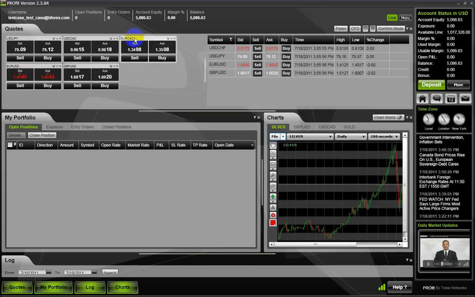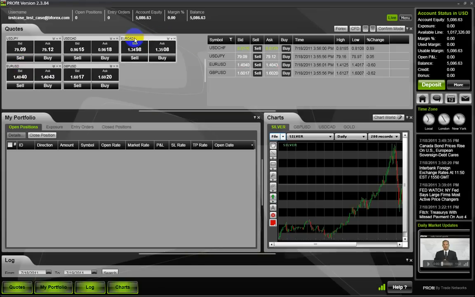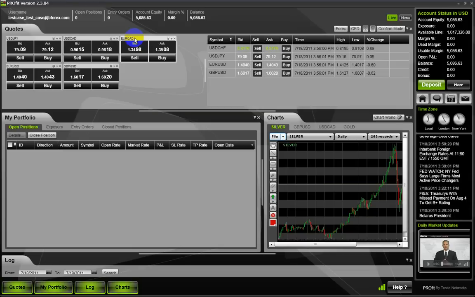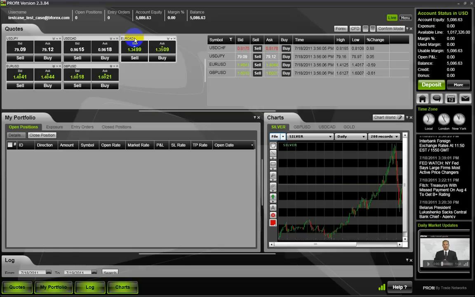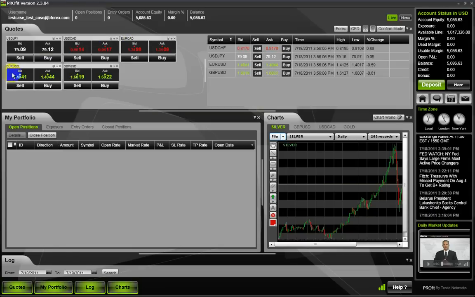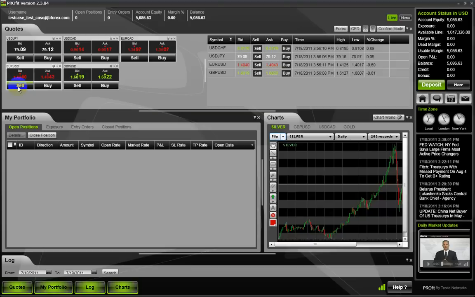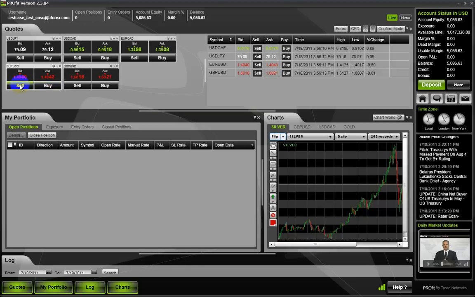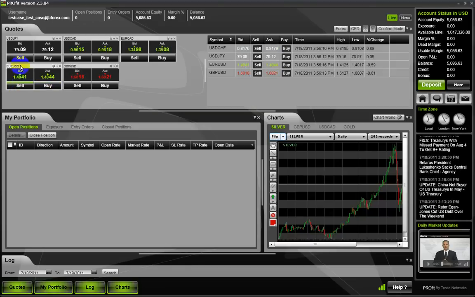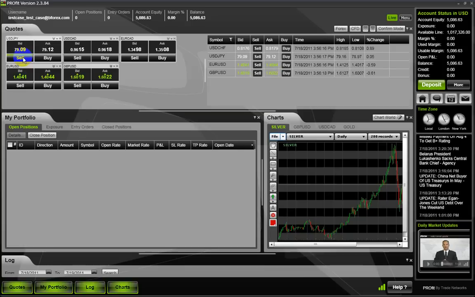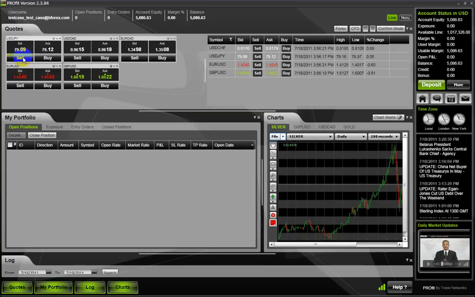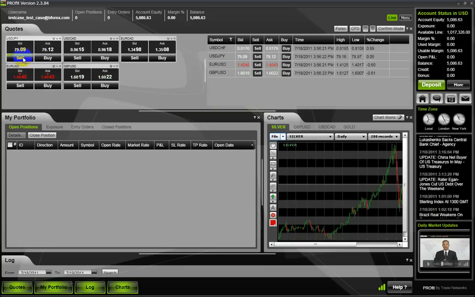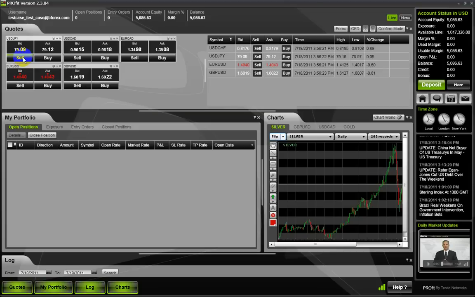Or for example, in EUR CAD, the euro is the base currency because it's mentioned first, and CAD would be the secondary currency, a Canadian dollar. So whichever action you do, whether you're buying or you're selling, that happens to the base currency. So for example, if I sell USD JPY, that means that I'm selling US dollars and I'm buying Japanese yen.